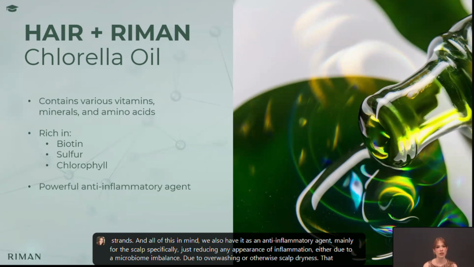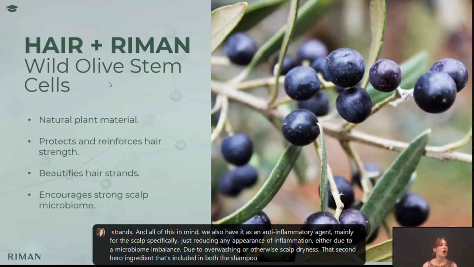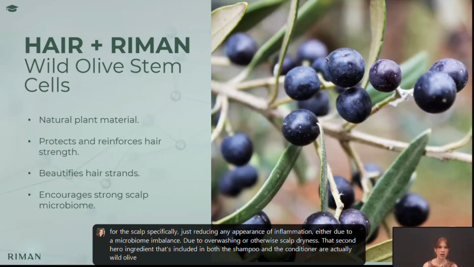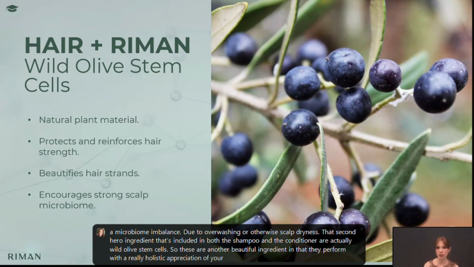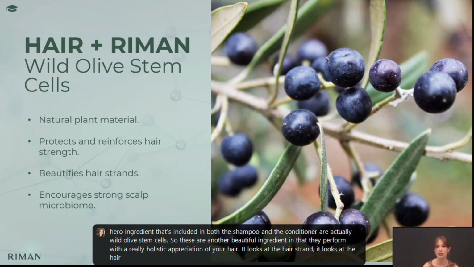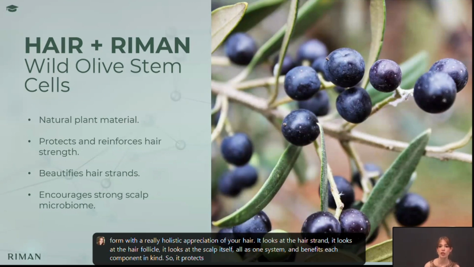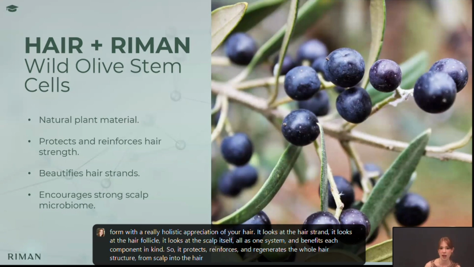That second hero ingredient that's included in both the shampoo and the conditioner is actually wild olive stem cells. So these are another beautiful ingredient in that they perform with a really holistic appreciation of your hair. It looks at the hair strand, it looks at the hair follicle, it looks at the scalp itself, all as one system, and benefits each component in kind. So it protects, reinforces, and regenerates the whole hair structure from the scalp to the hair shaft, or the ends of the hair rather.